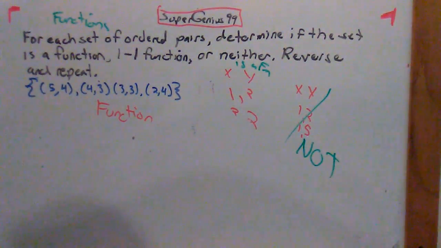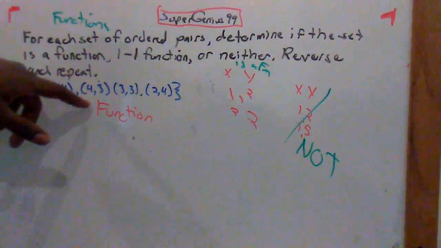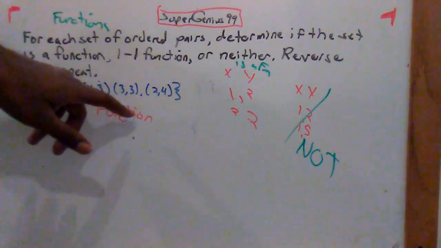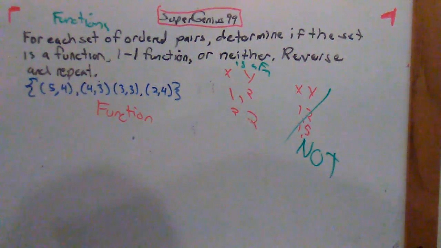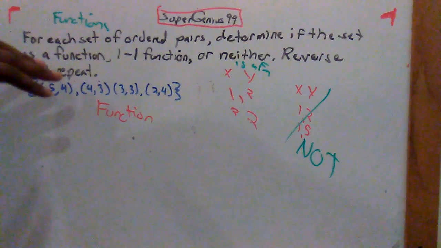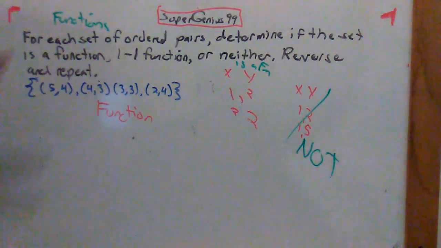Is this a one-to-one function? Do any of your y values repeat? 4, 3, 3, 4. Well, actually, both of your y values do. So you got two 4s and two 3s. So this is just a function. No one-to-one going on in this set.